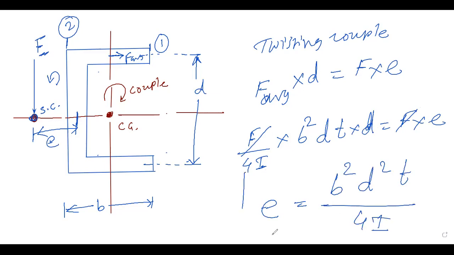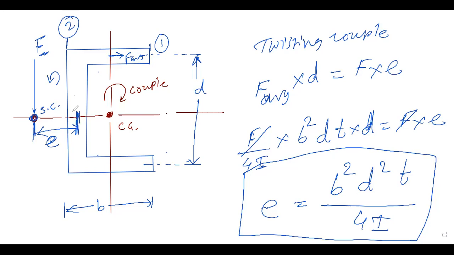So this is the distance of shear center for this channel section. E is equal to B square D square T divided by 4I. You can see here that E distance, which is the distance taken from the shear center up to the midpoint of the vertical web of the channel section.